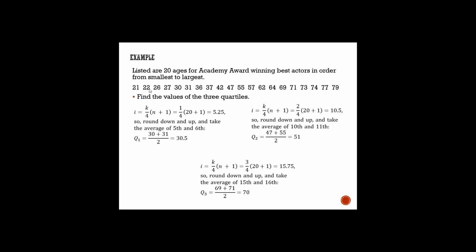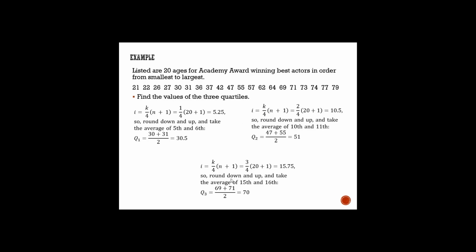So I count them over, 1, 2, 3, 4, 5, 6, 7, 8, 9, 10. I'm dealing with 47, and 55. That's term 10, term 11. Take those and add them together, divide by 2, and my quartile 2, which is also my median, is 51. That 51 would split my data set exactly in half.